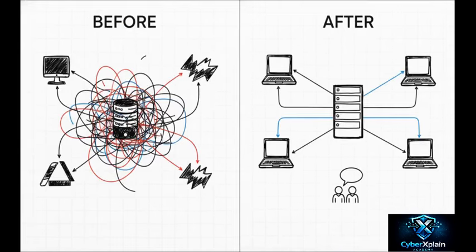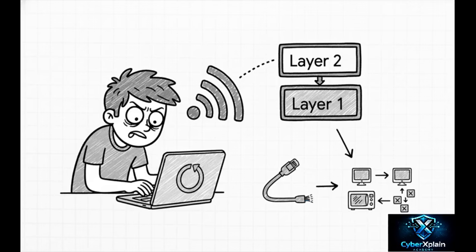So you might be thinking, okay, why do we even need a model like this? Well, because before the OSI model, networking was kind of the Wild West. Seriously. Different companies made their own stuff, and none of it could talk to each other. It was a mess. The OSI model came along and created a standard, a universal rulebook. It meant that for the first time, different systems could speak the same language, which made designing, building, and fixing networks so much easier.